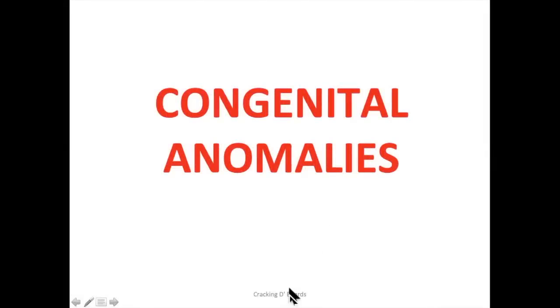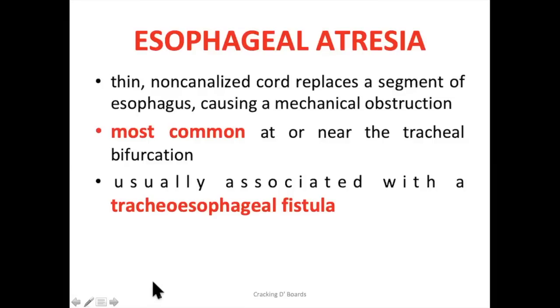So let us continue with the congenital anomalies of the gastrointestinal tract. So let's start with your esophageal atresia. So this is the mechanism or the pathogenesis behind your esophageal atresia. There is a thin non-canalized cord which replaces a segment of the esophagus, most commonly located near or at the tracheal bifurcation.